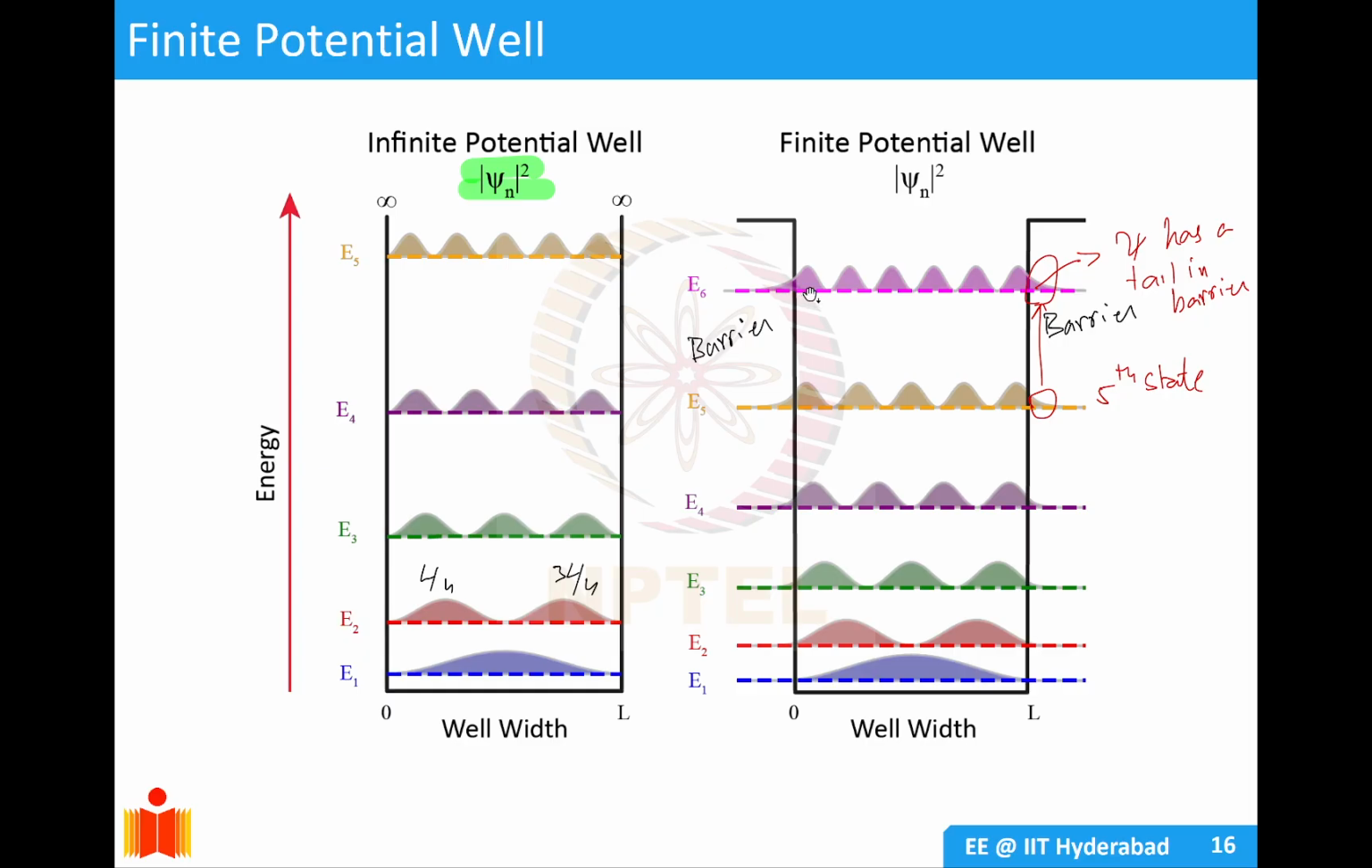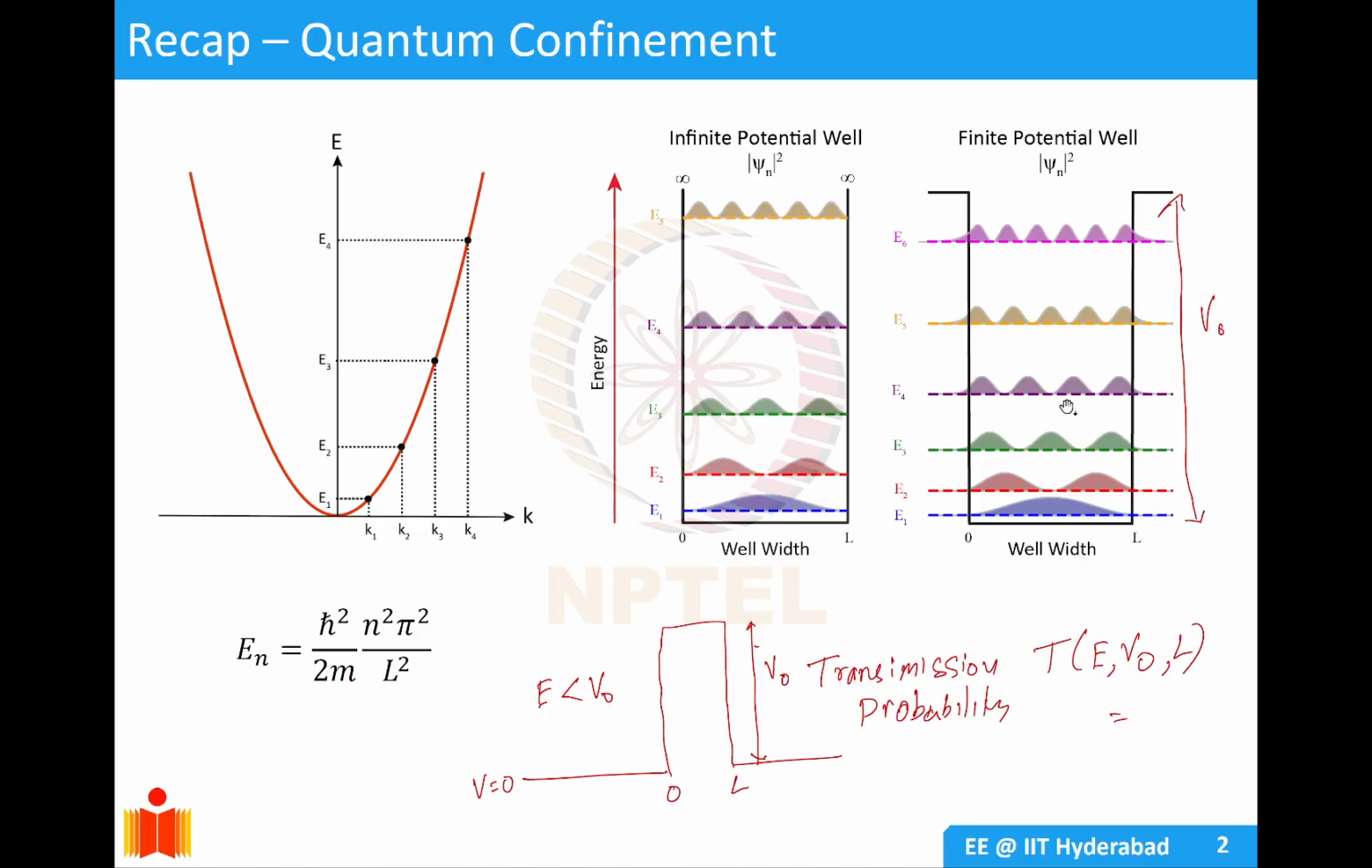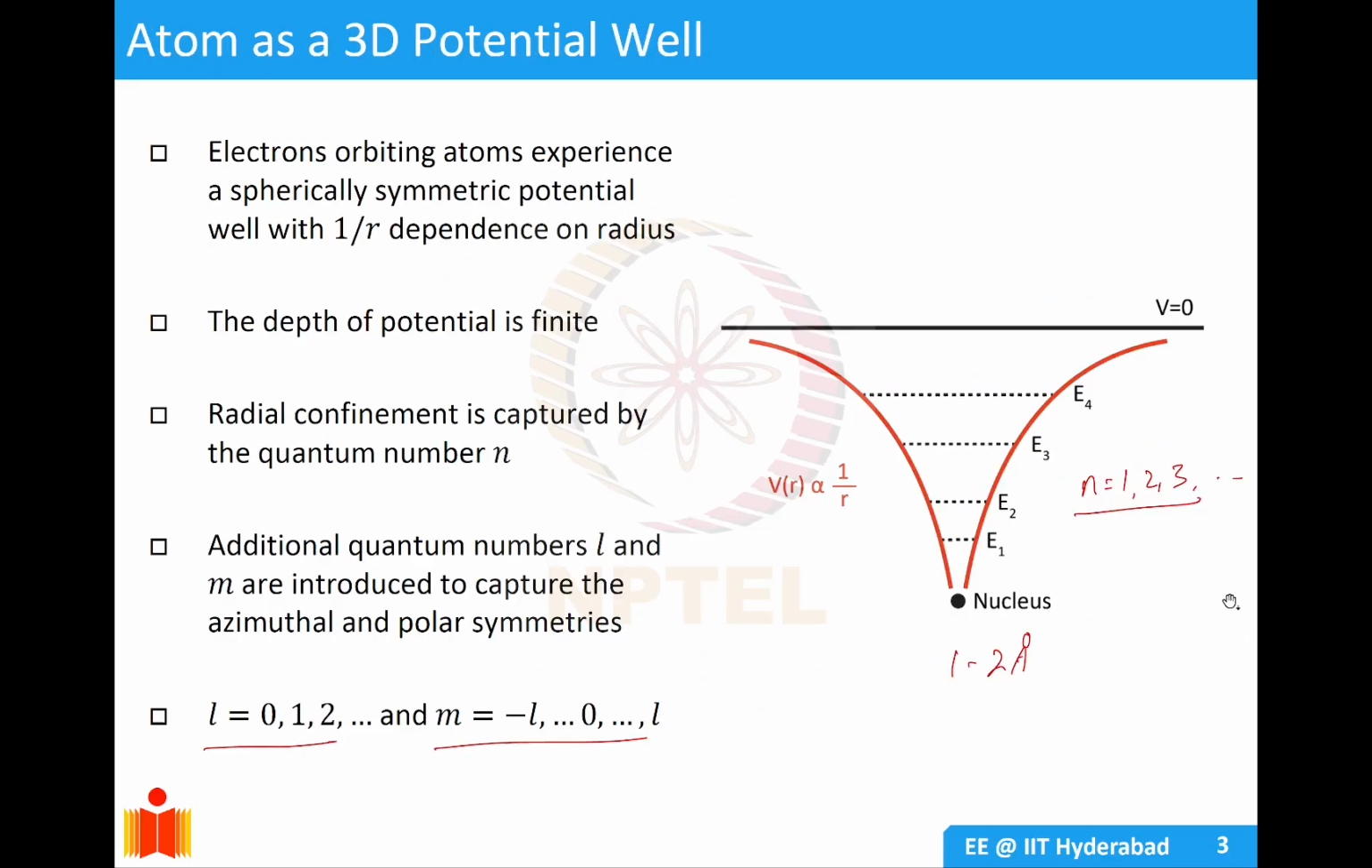In the infinite potential well there are infinitely many energy states. But in the finite potential well, the energy states will only exist up to the barrier height. After the barrier height, the electron is no longer trapped, so there won't be any quantized energy states. This is then calculated using transmission probability.